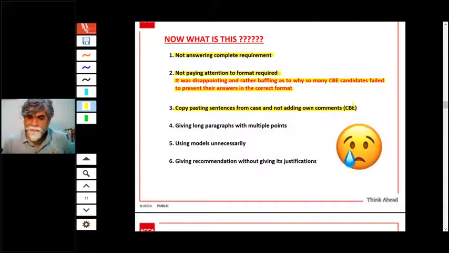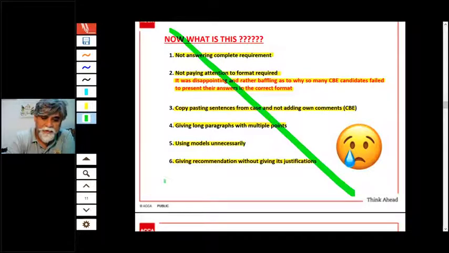It's not a copy pasting exam. Fine, you can copy paste some information, but then you need to expand on that. You need to then build your own argument based on those facts. You just can't copy paste and go home. That's not your answer, right? And then he feels that giving long paragraphs with multiple points squeezed into one paragraph, he feels that you students are using models unnecessarily, and then students do give recommendations without supporting their recommendations. Guys, please avoid this kind of errors. This is unacceptable.